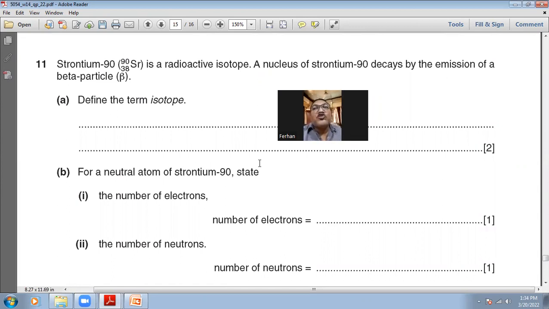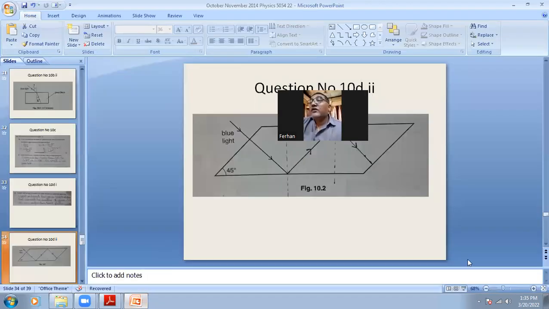Define the term isotope. The isotopes of an atom are those atoms which have the same proton number, but their nucleon number is different from each other. Basically, isotopes have the same number of protons in their nuclei, but they don't have the same number of neutrons in them. That's why they have different nucleon numbers. Let me show you my written answer. So here we go.